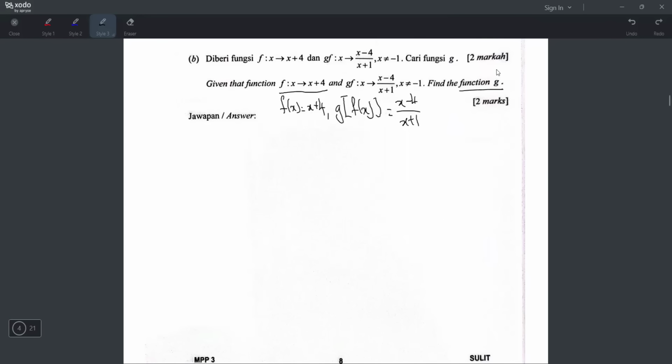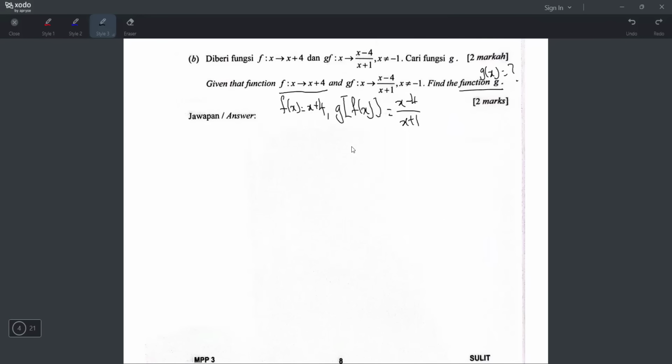And then they say find function g, means study gx. Okay, so how do you do it? This type of question is very famous in the exam. And it's famous because most students forget how to do it. Yeah, that's why it's famous.